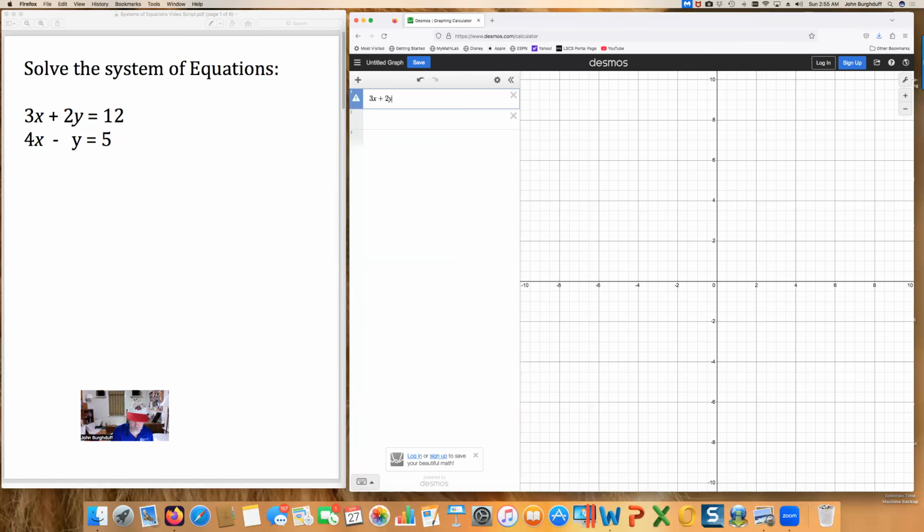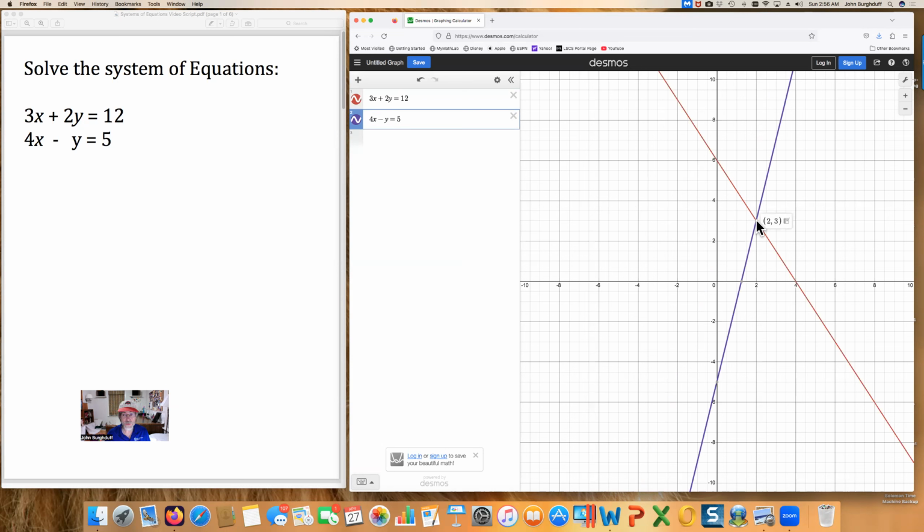So 3x plus 2y equals 12. There's a straight line, just like we were expecting. And 4x minus y equals 5. Another straight line as we were expecting. Notice that these two lines cross each other, which will frequently happen. And they cross at a single point, which Desmos will specifically tell you.